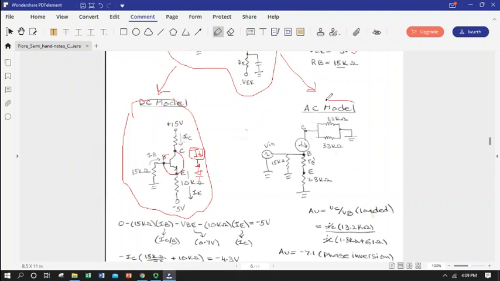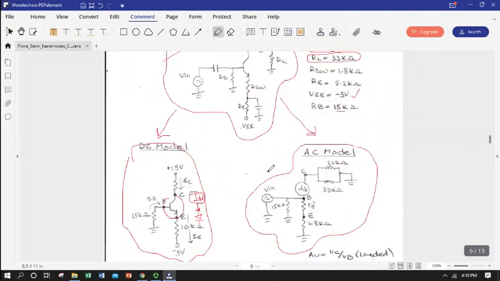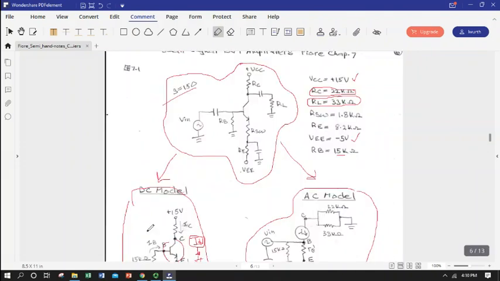And conversely, this is what our signal sees. So the signal that we're going to amplify sees this. We've got our V in. We didn't have that with the DC because that coupling capacitor was an open, but over in the AC model it's a short, so it doesn't even show up here.